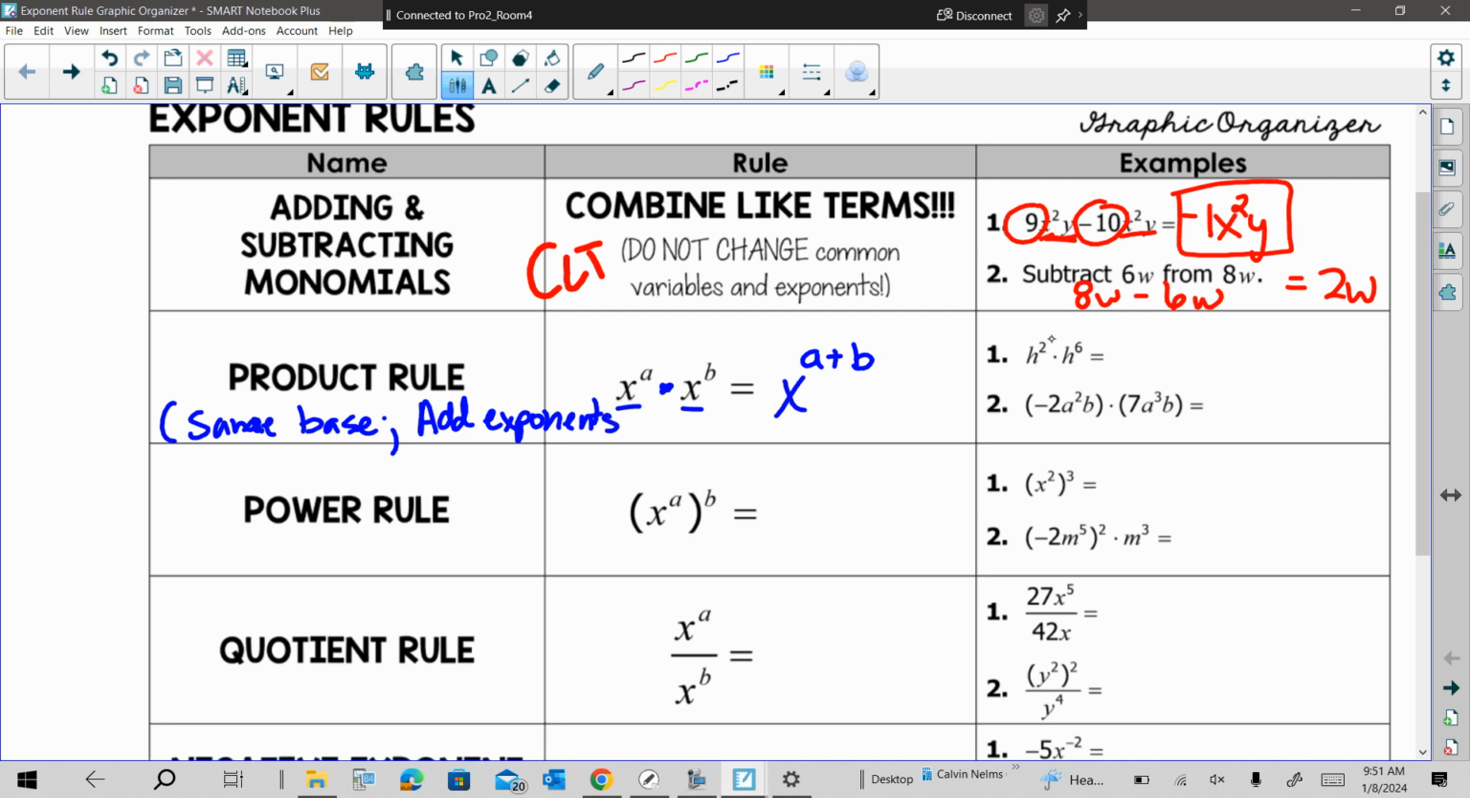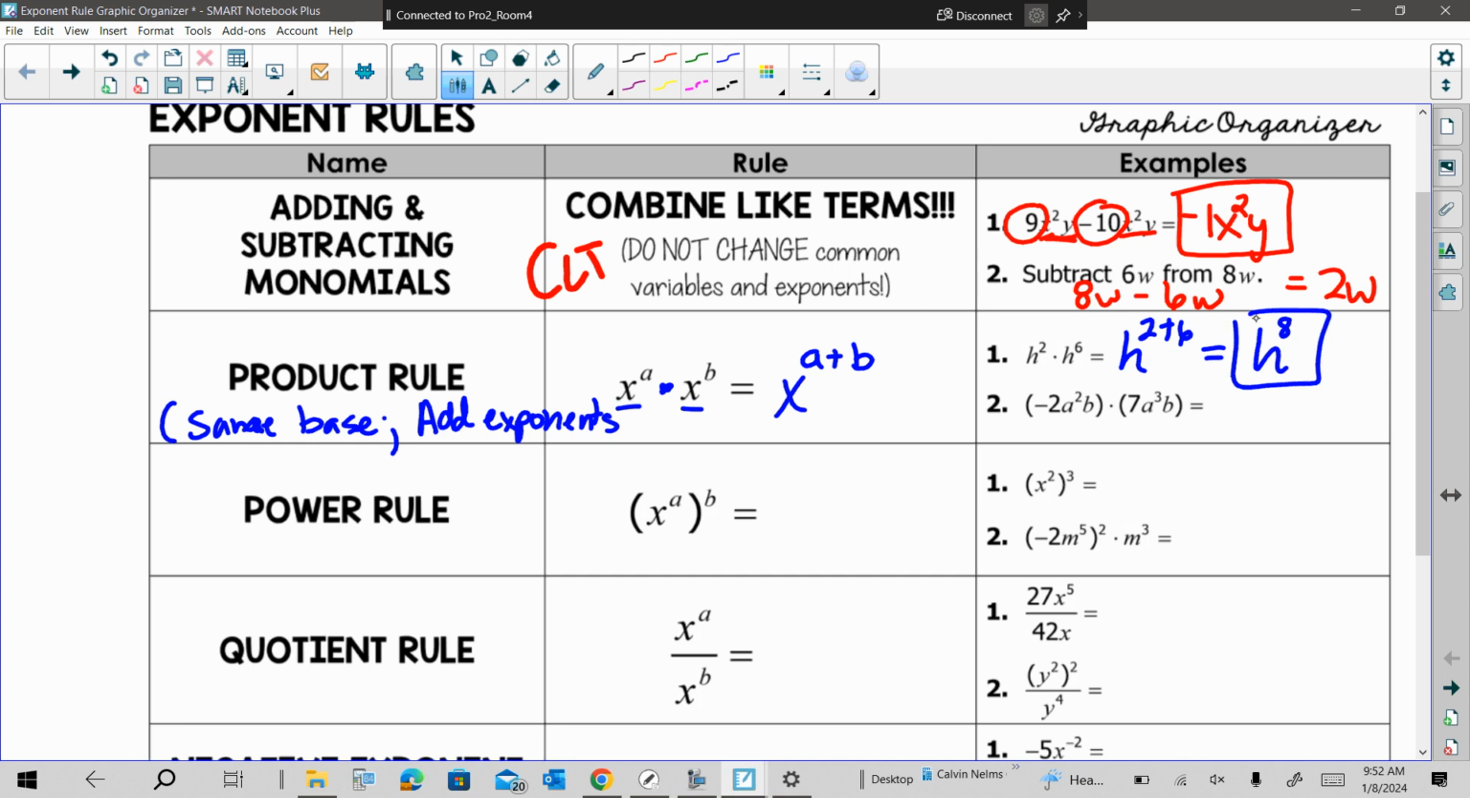You can do that mentally. You don't have to show the addition like I'm saying a plus b. Like you don't have to say h2 plus 6. You can just give me the simplified answer. So what is this? H to which power? Yeah, to the 8th power.